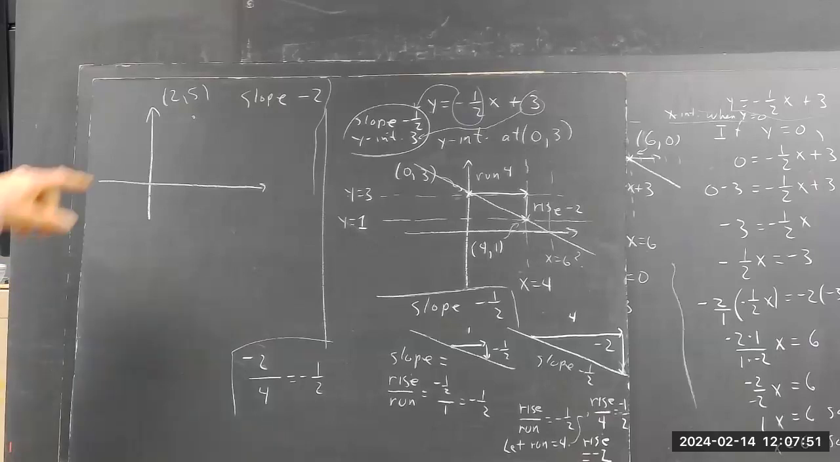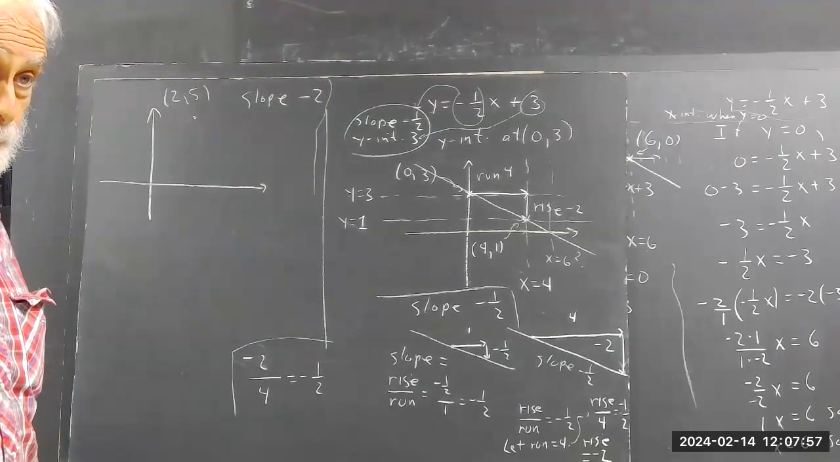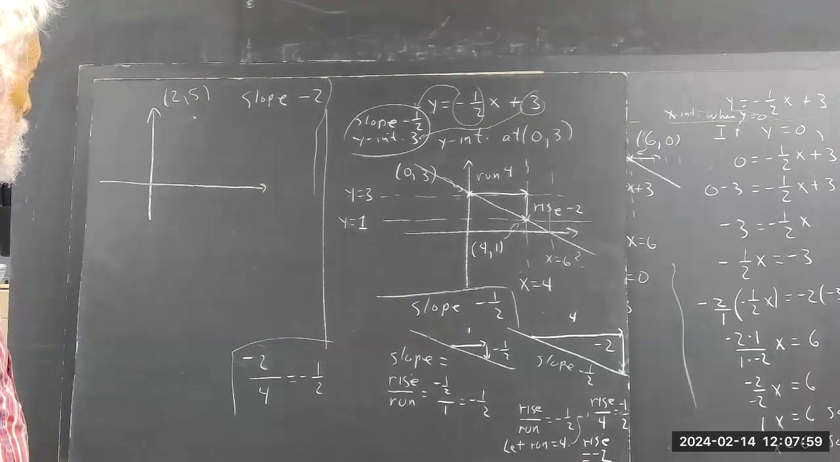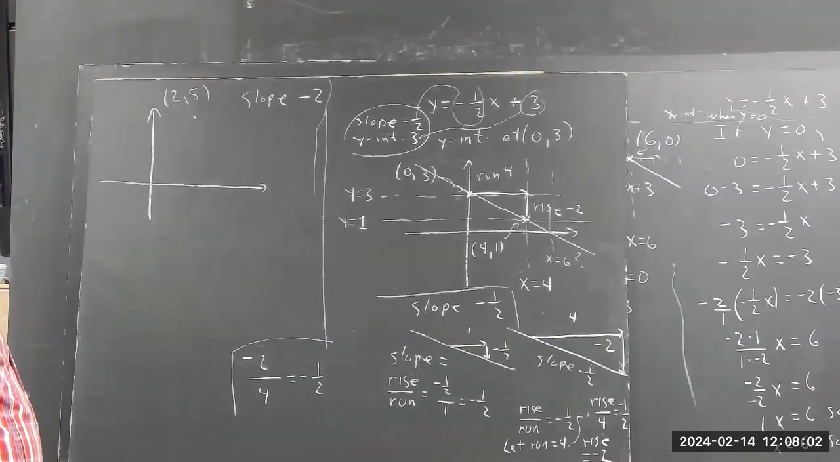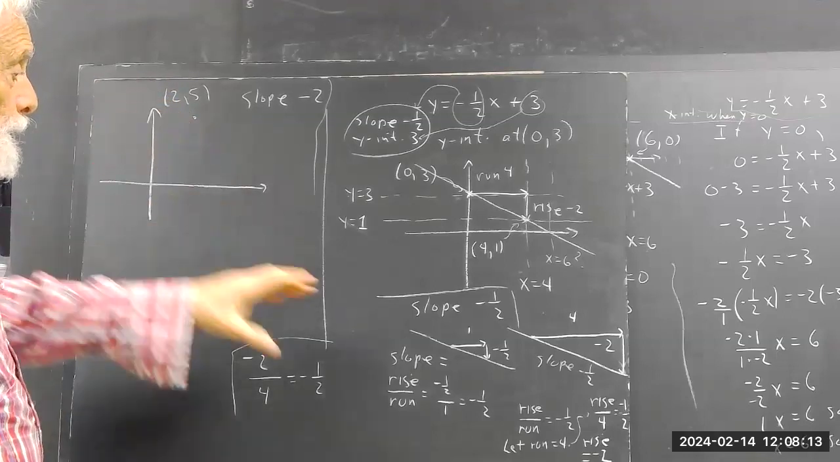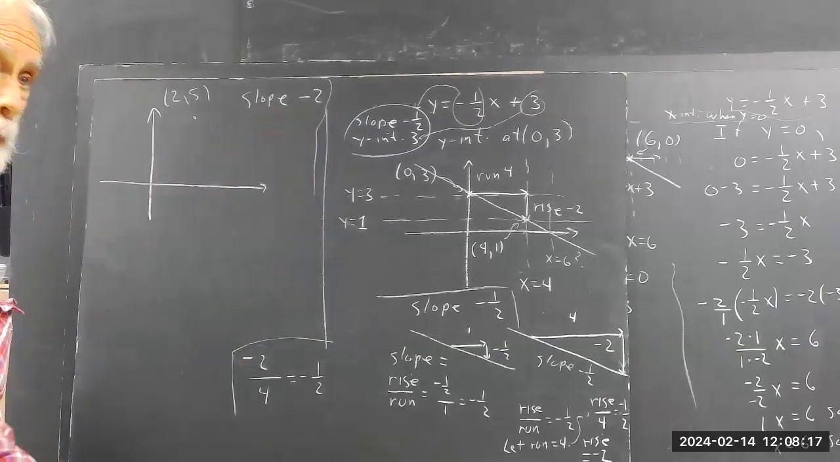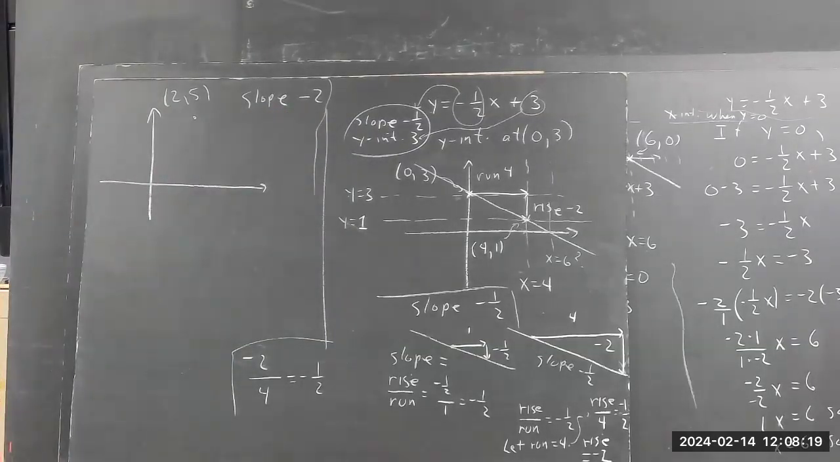Okay, I got to point 2, 5, and I'm going to want a line through this point with a slope of -2. Can you give me another point on the graph? Can you find another point so that the triangle from this point to this point, the triangle like the ones I'm making here, gives you a slope of -2? I'll be happy with any point.